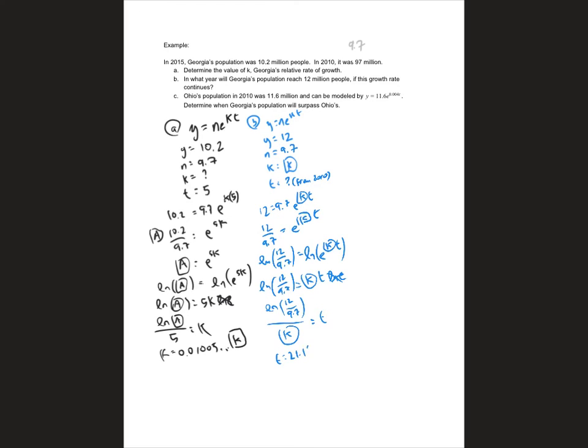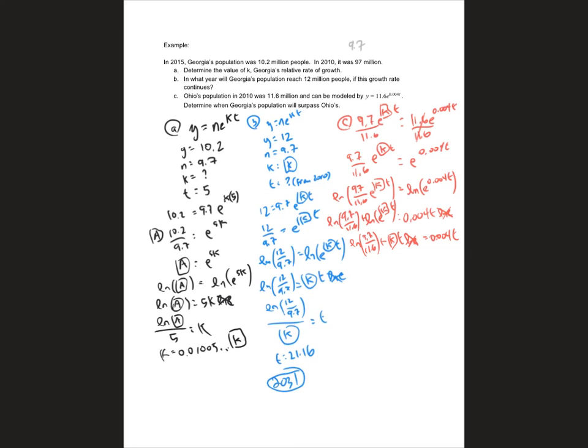21.16. Now the problem didn't say how many years from now would it happen. It said in what year. So I started in 2010. I'm doing 21 and some odd years. So I'm going to end up in the year 2031. Now, if I had started with a population of 2015, the answer I would have gotten would have been about 16 and some change. And so my year still would have been 2031 because it would have added that number of years to the year in which I started.